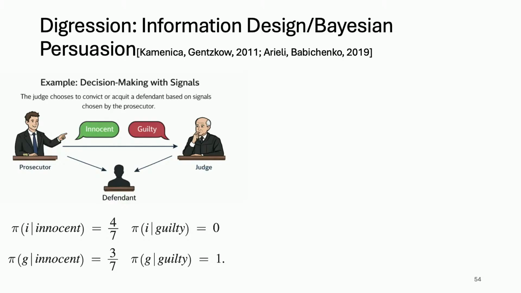But now, the prosecutor can do something. They can design some signal scheme. So they do the investigation, and then they signal the judge using a correlated random scheme. That is, if the defendant is innocent, then with probability 4/7, they will send signal I to the judge. Otherwise, they will send out signal G. And if the defendant is guilty, they will send the signal G to the judge.